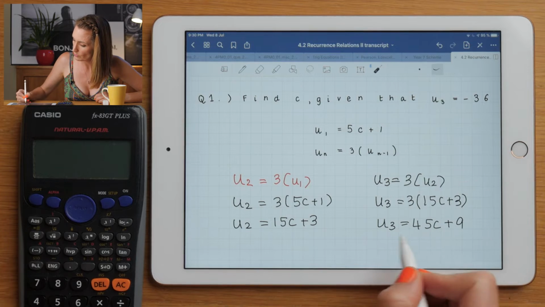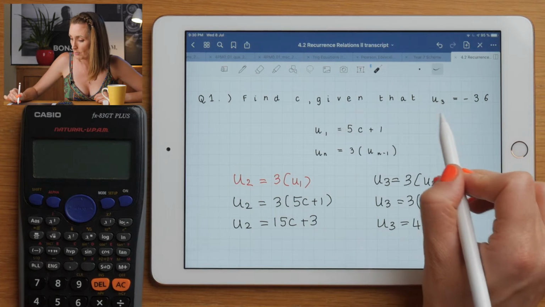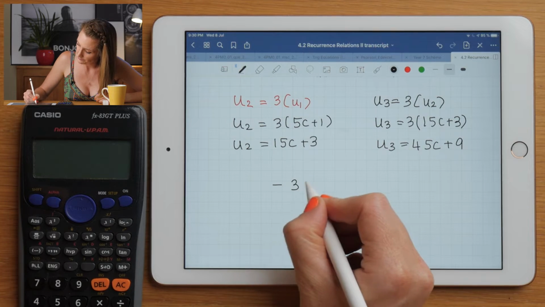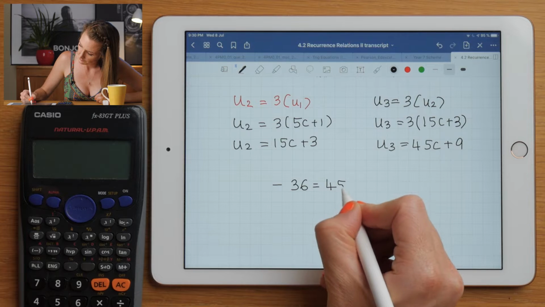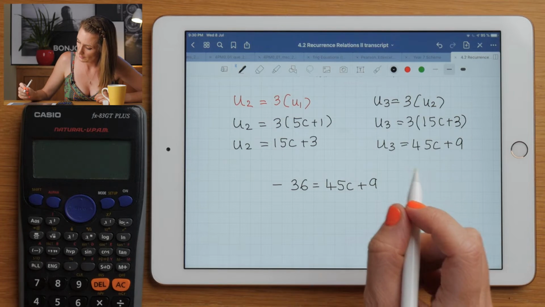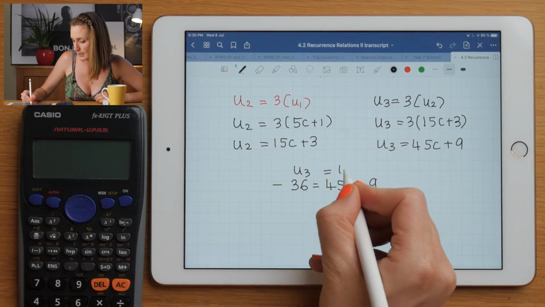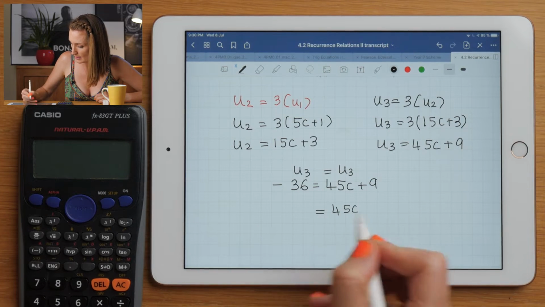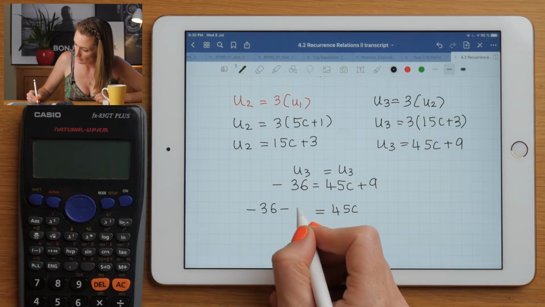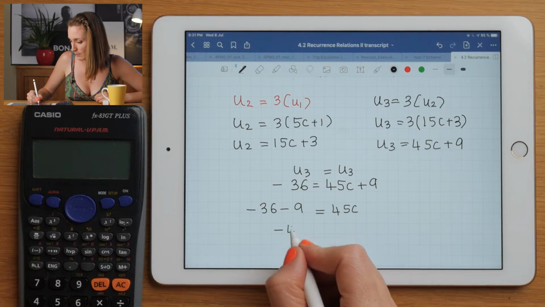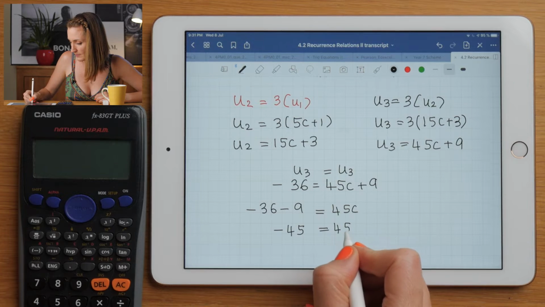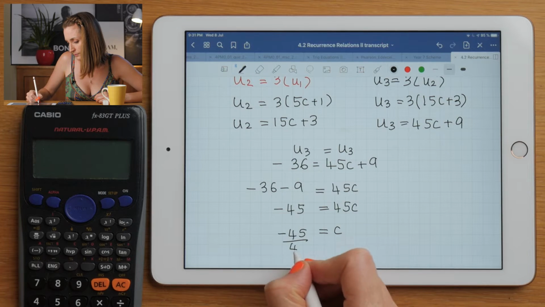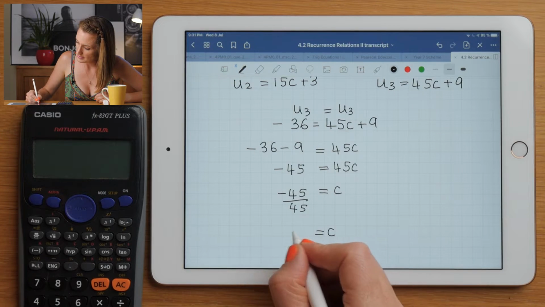So we know that U3 is 45C plus 9, but we also know that U3 is minus 36. So let them equal to each other. So let's solve this equation. We're going to have 45C is equal to minus 36 minus 9. So that's minus 45 equals 45C. Divide by 45, and C is equal to minus 1.